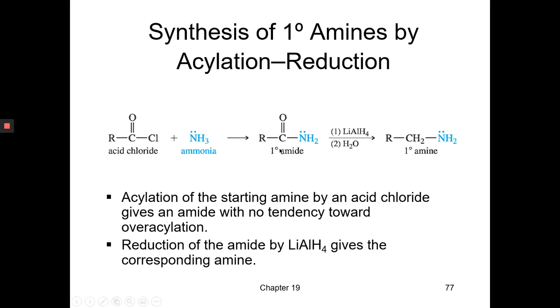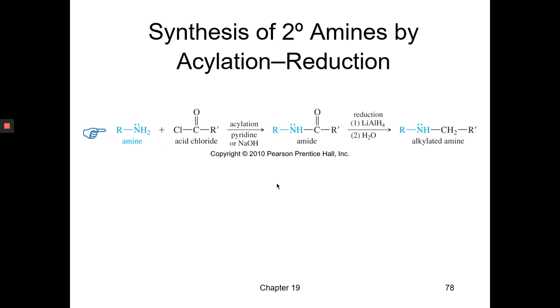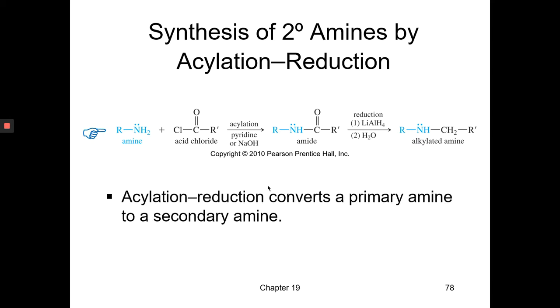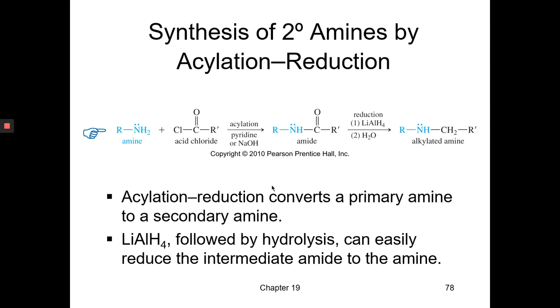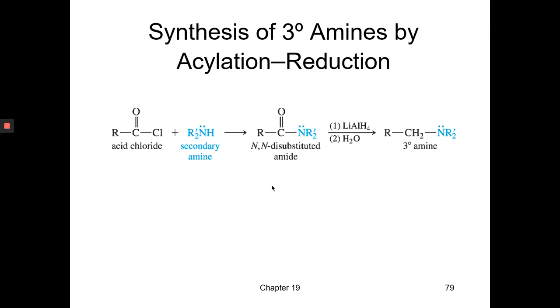There's no tendency toward over-acylation. Once we acylate this, it doesn't react a second time. If we acylate a primary amine rather than ammonia, then we can get a secondary amine as our product. Then if we use a secondary amine as our starting material, we can form the amide and then reduce that to a tertiary amine.